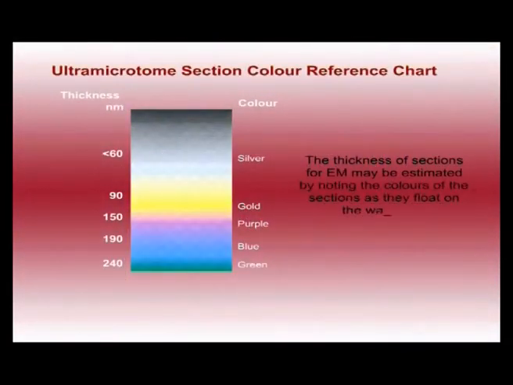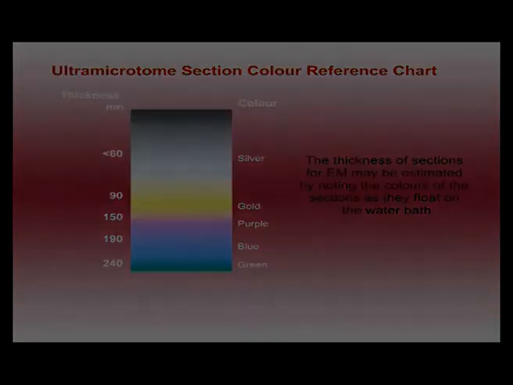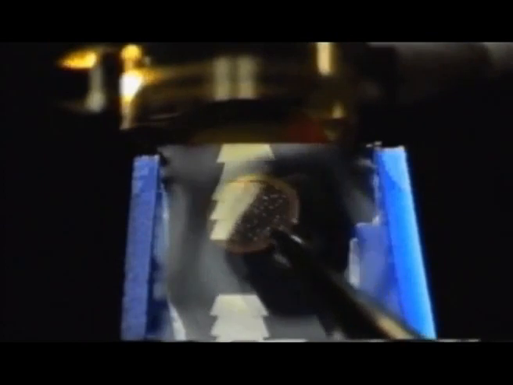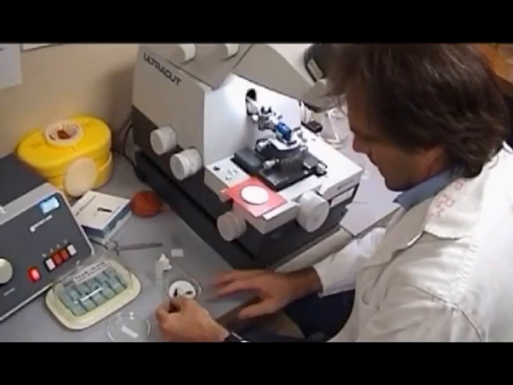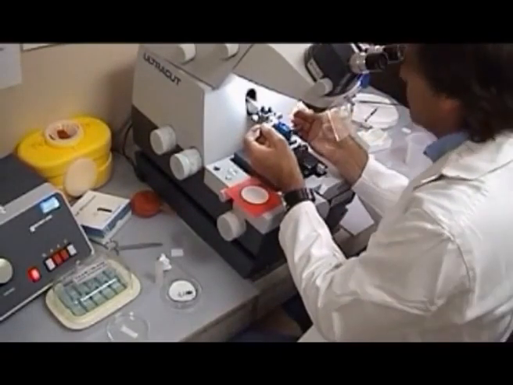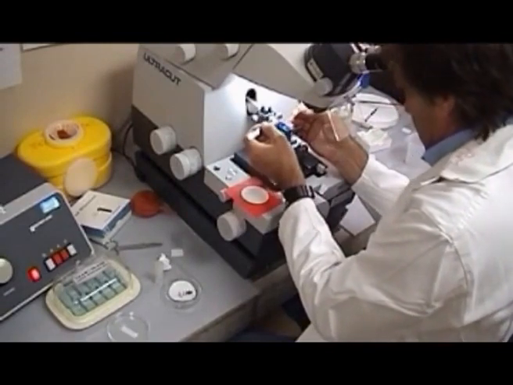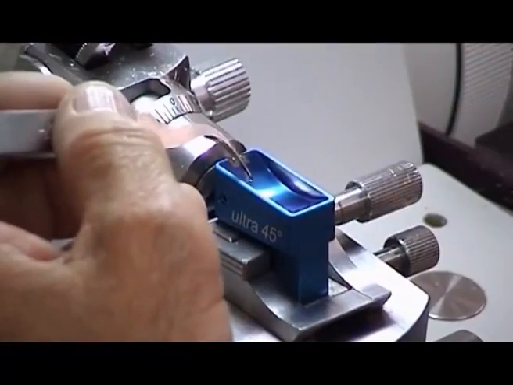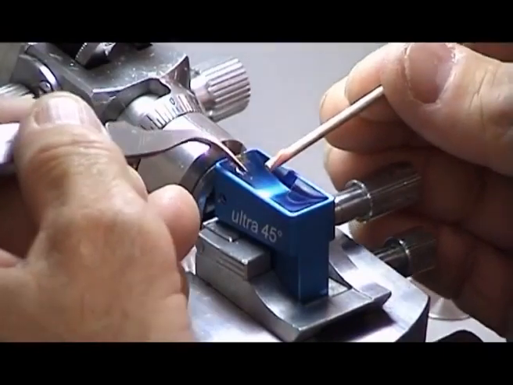Compression in the sections is removed by using chloroform vapour. Note the colour changes as the sections stretch out. Sections are now ready to be collected onto a copper support grid. Grids are used instead of glass slides because electrons cannot penetrate glass. The grid is lowered into the water bath and the sections maneuvered onto it. The grid with the sections on it is then dried on filter paper.